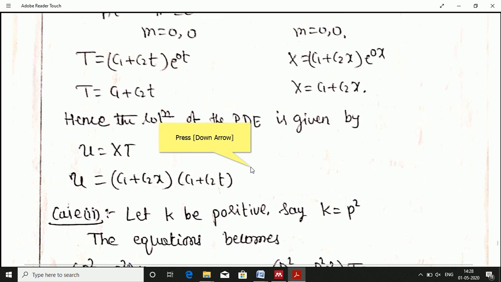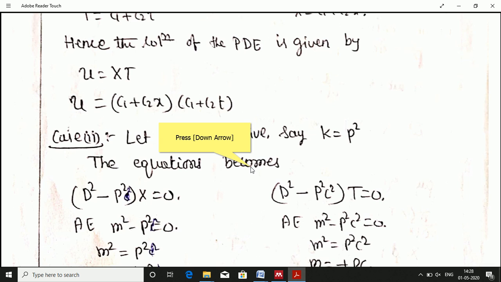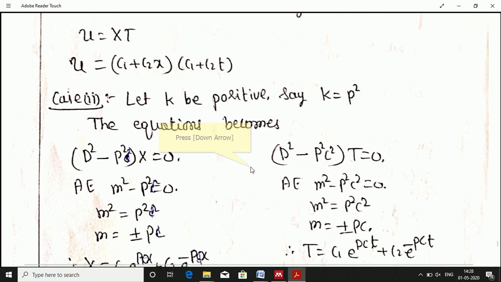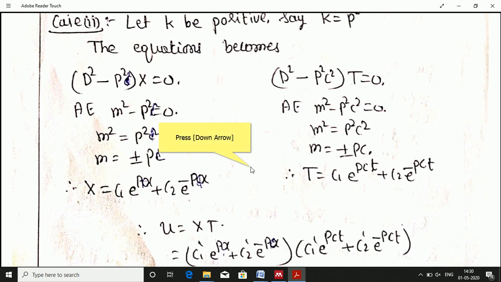Now, for k is positive, that is we have taken k is equal to p square. Okay. Now, the above equations take the form D square minus p square of X is equal to 0. Another equation is D square minus p square c square of T is equal to 0. It is also a second order homogeneous linear differential equation. Its auxiliary equation is m square minus p square is equal to 0, m square is equal to p square, m is equal to plus or minus p. The roots are real and distinct.